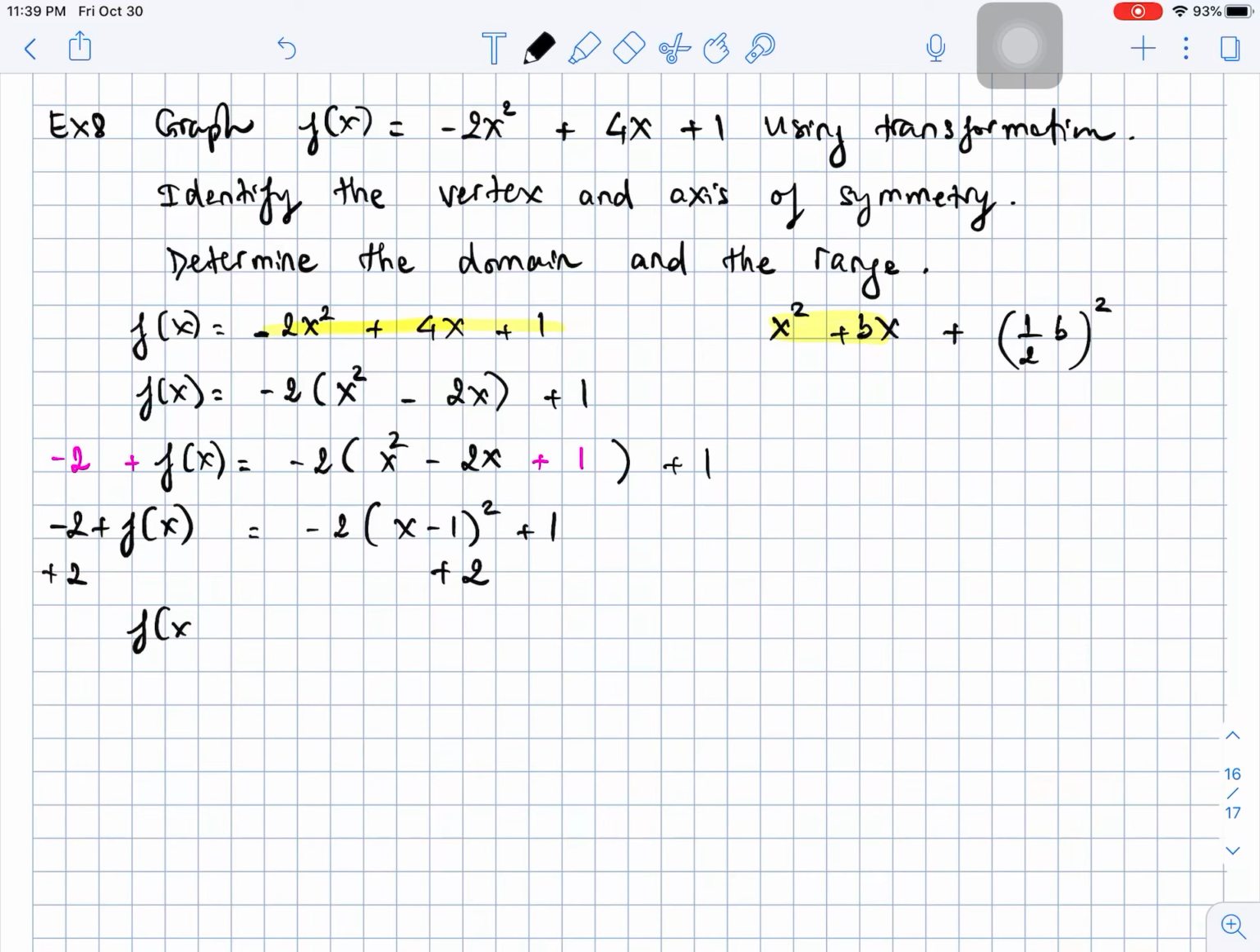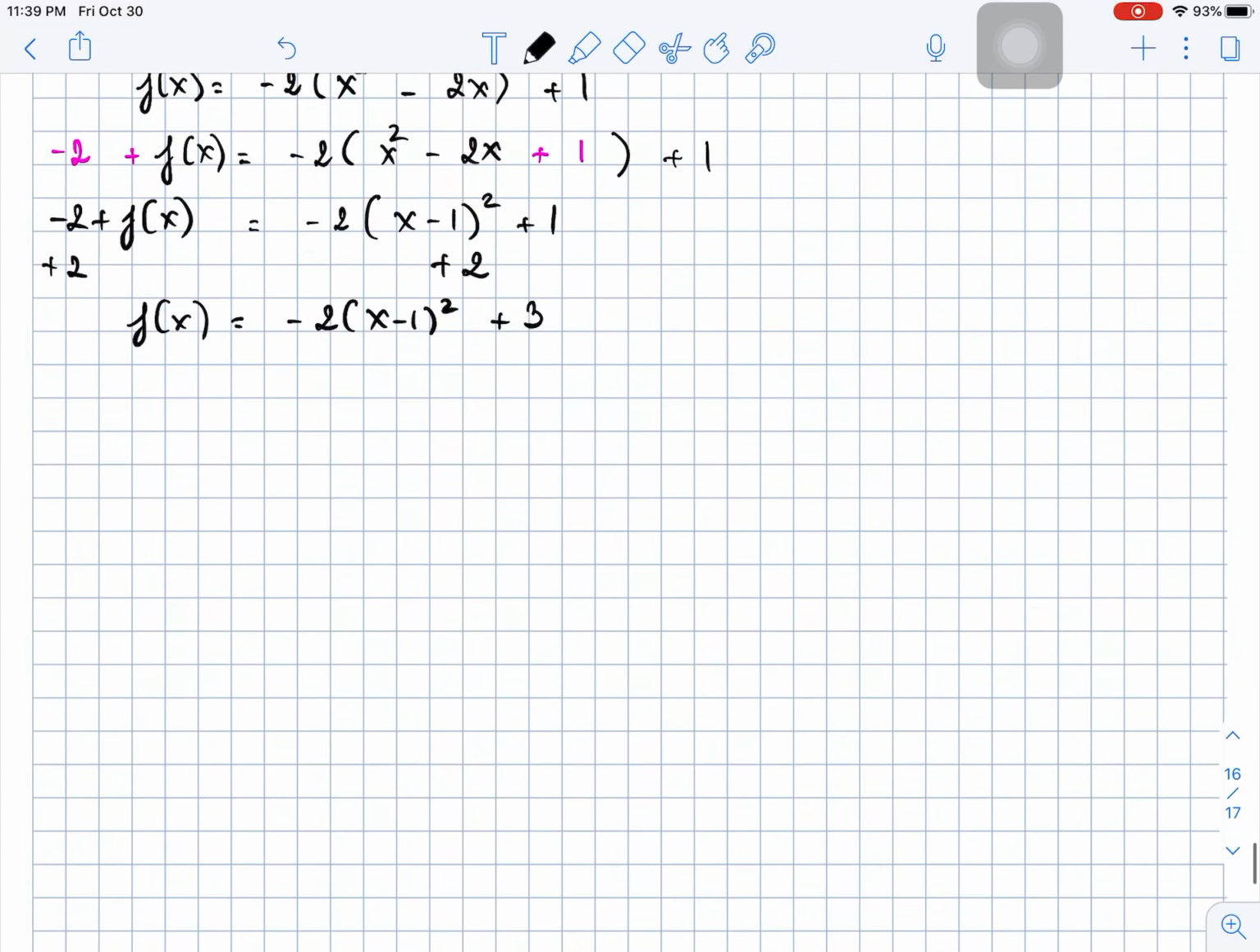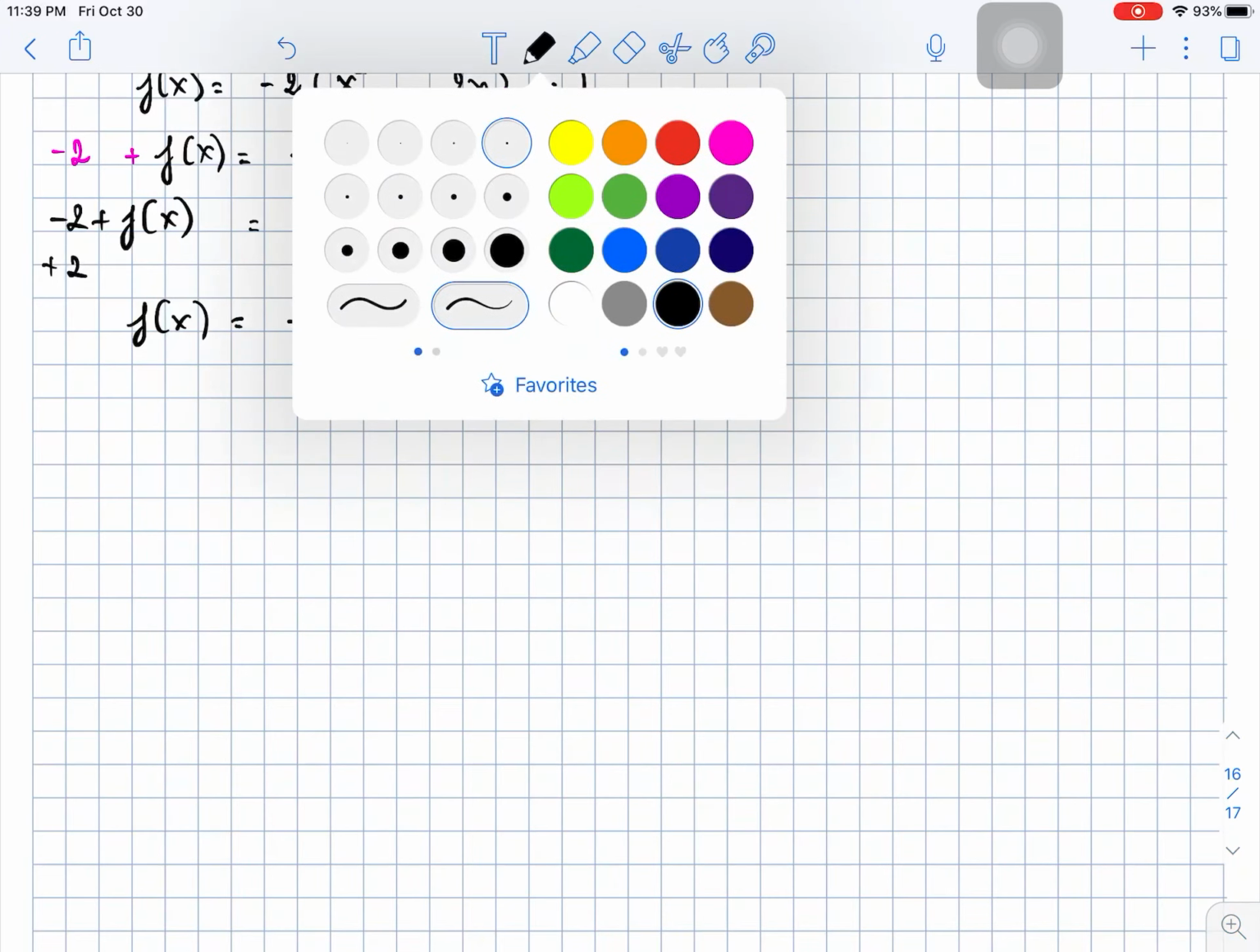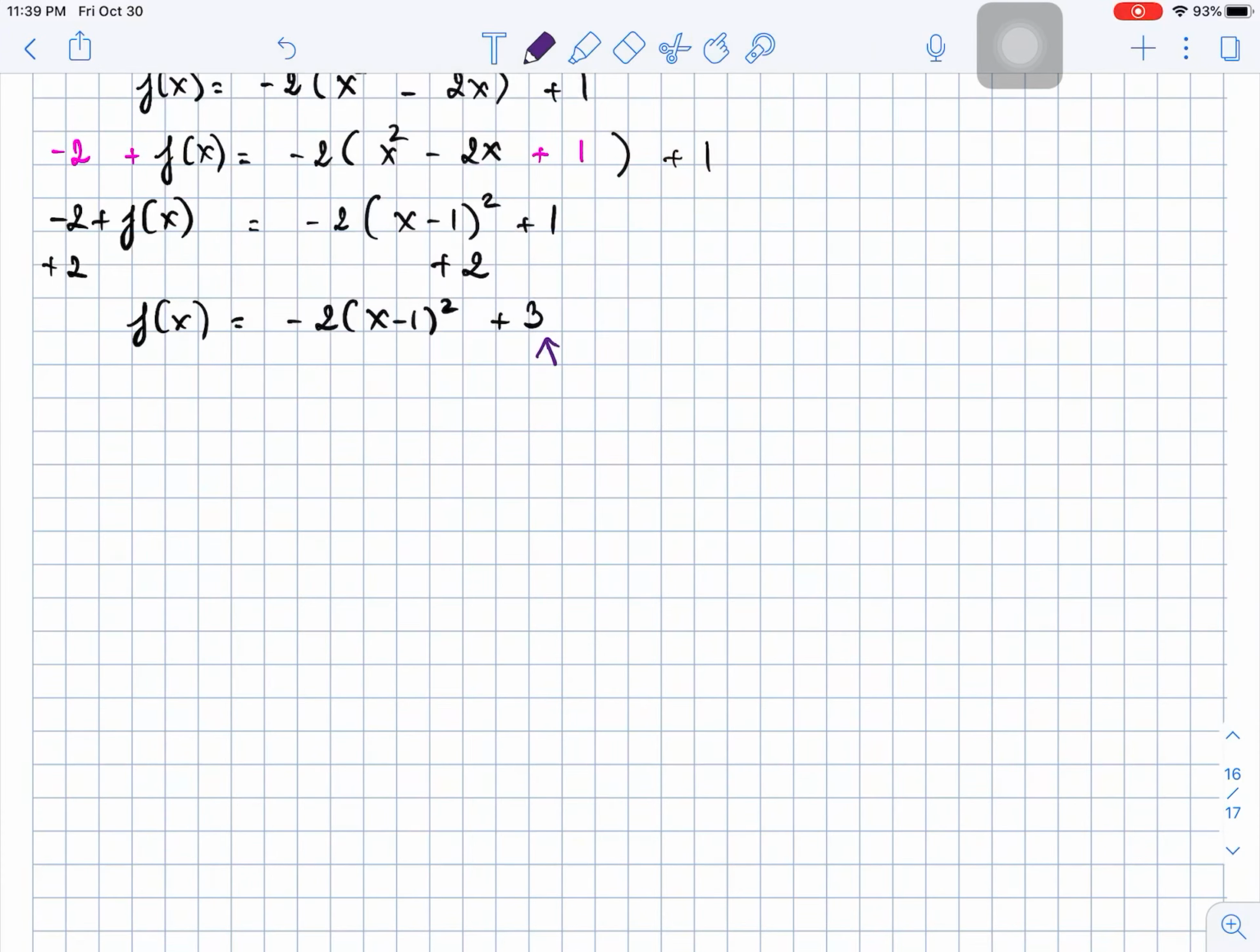Okay, so that's why on the left hand side we need to make it balanced, because it's an equal sign. We need to add a negative 2. So this comes from the outside negative 2 multiplying the 1. Now let's complete the square, and we solve for the function f of x. So we will get negative 2 times x minus 1 squared plus 3.